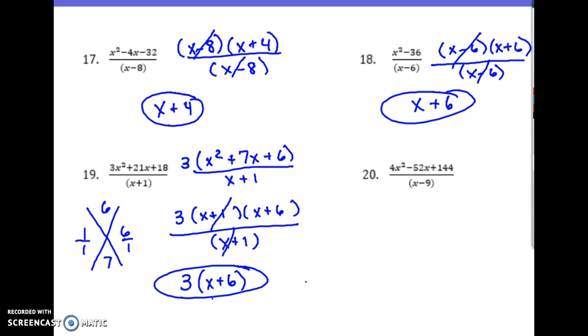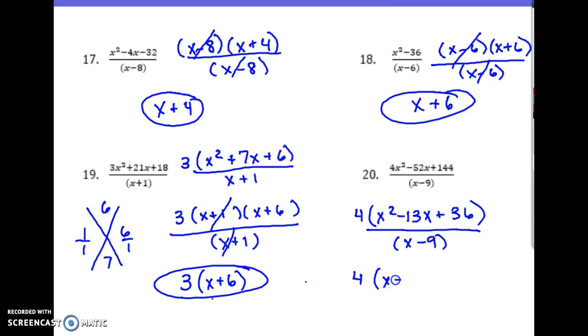Okay, 20, I'm going to first start out by factoring out a 4. Okay, and then I'm going to factor, and we're dividing by x minus 9, so I'm going to further factor that. It's going to be 4 times x minus 9 times x minus 4, and then I divide by my x minus 9, so again I cancel out. My final answer would be what's left, which is 4 times x minus 4.